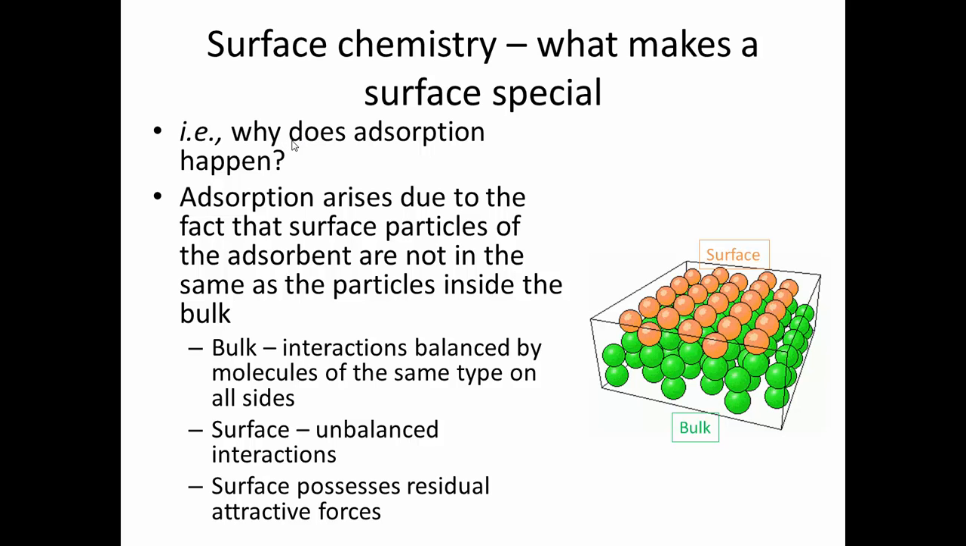But what makes a surface special? Like, why should we do that? In other words, why does adsorption happen? Adsorption arises due to the fact that surfaces are special. Surface particles of the adsorbent, so if we imagine that this is an adsorbent, the adsorption is going to occur on the surface.